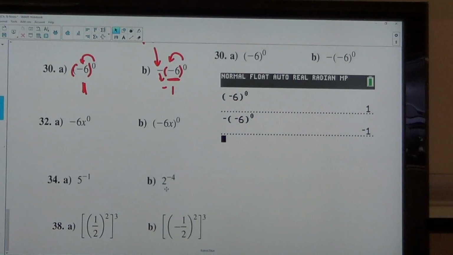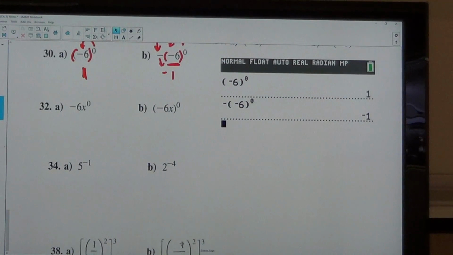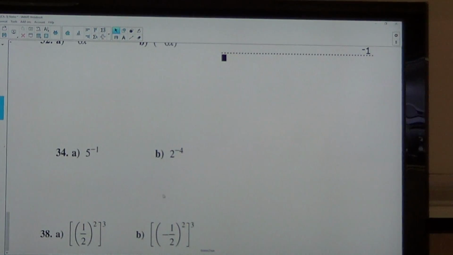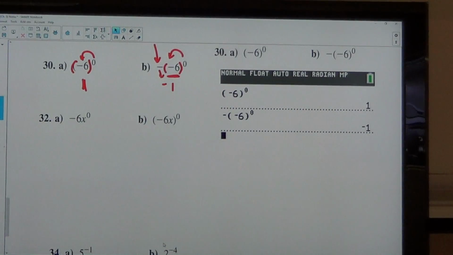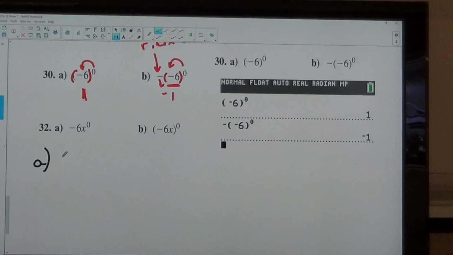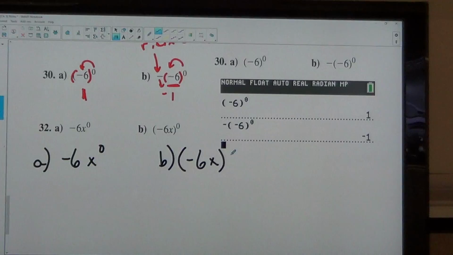Now, the reason I've taught you these rules is because when you get to number 32, you are screwed because it has an X in it. You cannot do that one in your calculator. You get an error. So, if I have for part A, -6 x to the 0, and for part B, I have parentheses, -6 and parentheses to the 0.